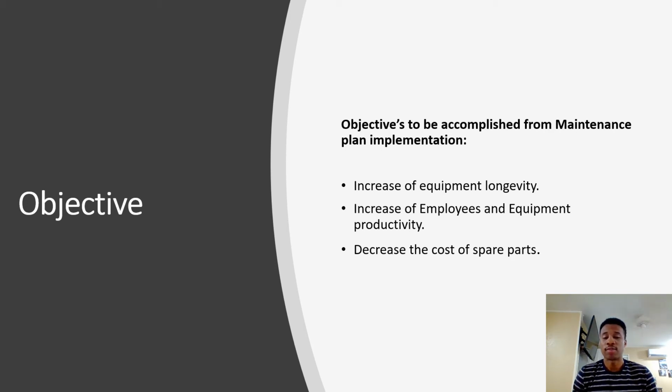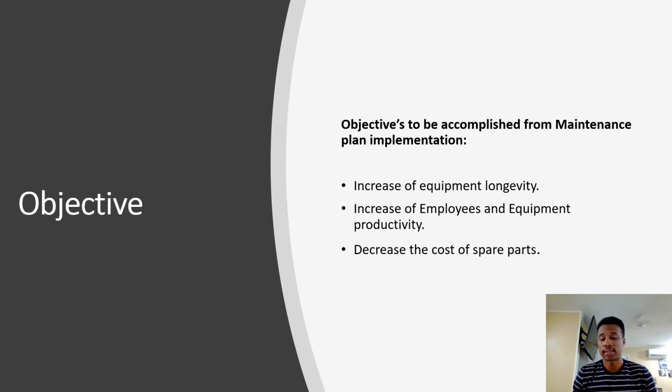Second, we have to increase the employees' productivity, also the equipment productivity. Why the employees' productivity? Because if the machine is down, the employees are not going to be working. So we need the machines to be 100% productive, in order for the employees to be 100% productive and only work the 8 to 9 hours they're supposed to be working, not to work 12, 13, 15 hours while the machine is being fixed on site. So by implementing a maintenance plan, this is not going to happen anymore.